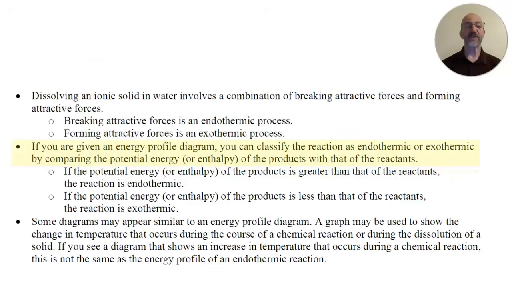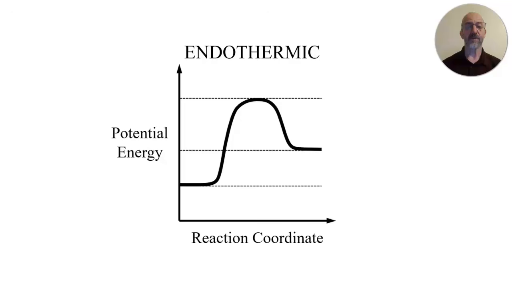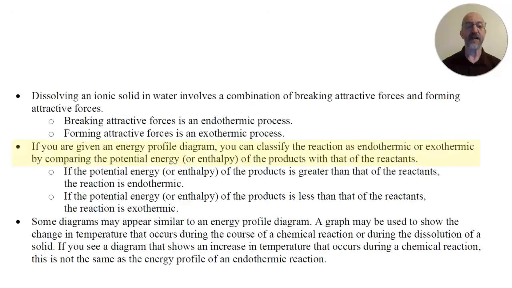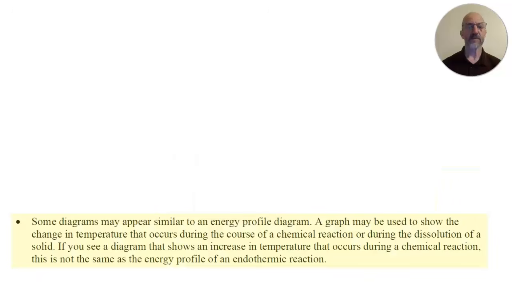If you are given an energy profile diagram, you can classify the reaction as endothermic or exothermic by comparing the potential energy, or enthalpy, of the products with that of the reactants. So if the potential energy of the products is greater than that of the reactants, then the reaction is endothermic, like in this diagram. On the other hand, if the potential energy or enthalpy of the products is less than that of the reactants, then the reaction is exothermic, like this diagram.